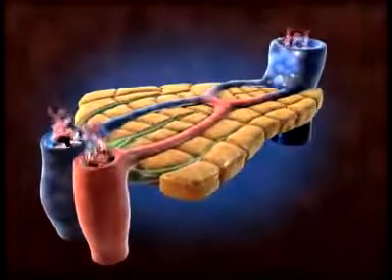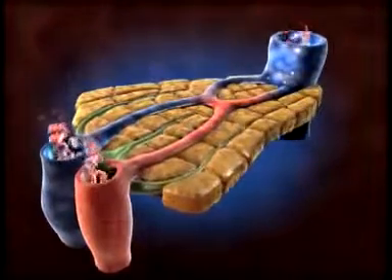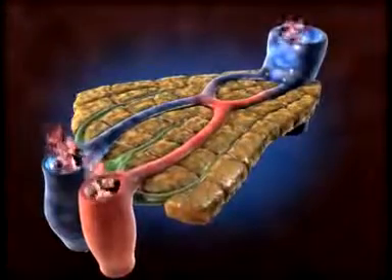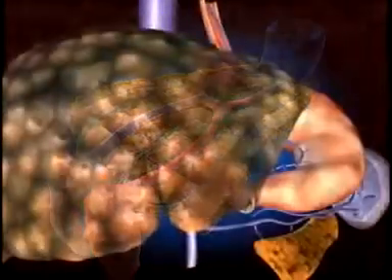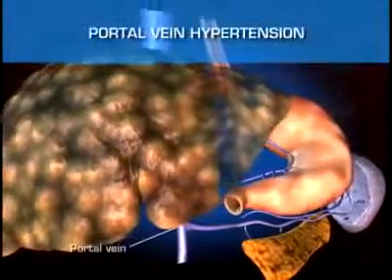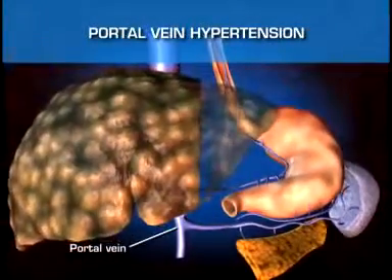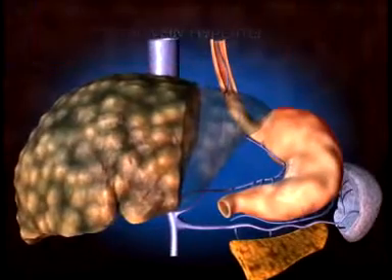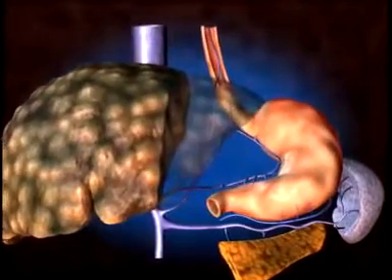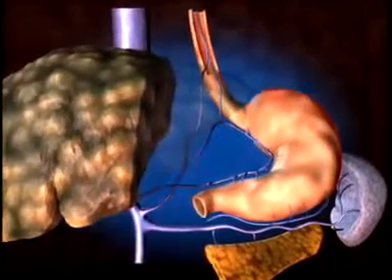Scarring continues, and the liver begins to shrink as fibrous tissue replaces normally functioning liver tissue. This leads to portal hypertension and liver failure. Portal hypertension is excessively high pressure in the portal vein. It develops when resistance to blood flow into or through the liver is increased because of fibrosis and scarring of the liver, for example, due to cirrhosis.